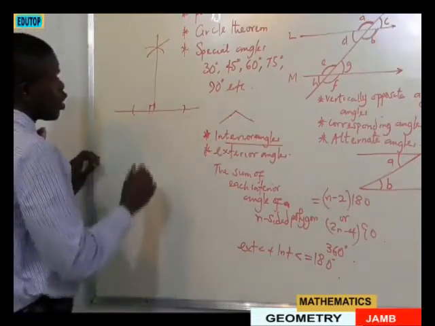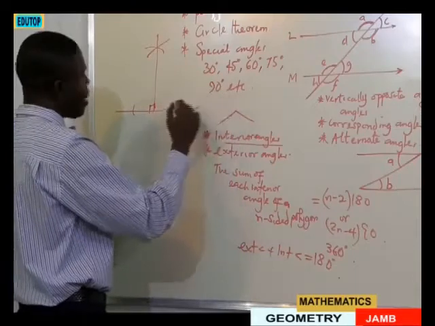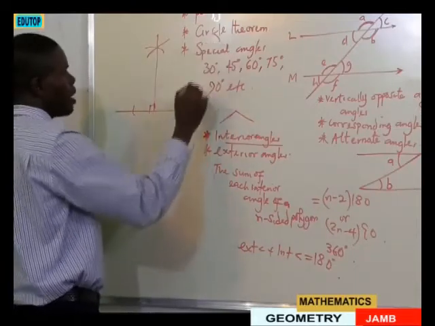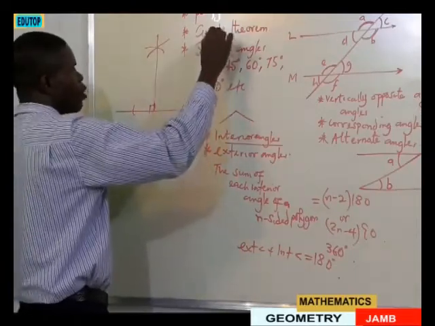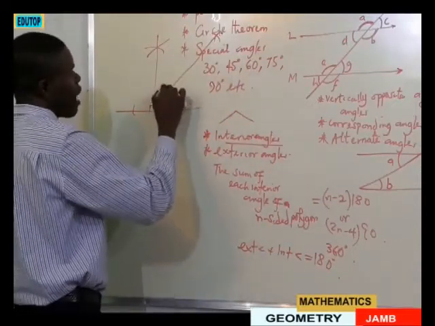You call this 90. So if you want to talk about 45, all you need to do, 45 is 90 divided by 2. So you can come here and mark a point here. You come here and mark a point here. Then you trace it to the origin here. Then you say you have 45 degrees.